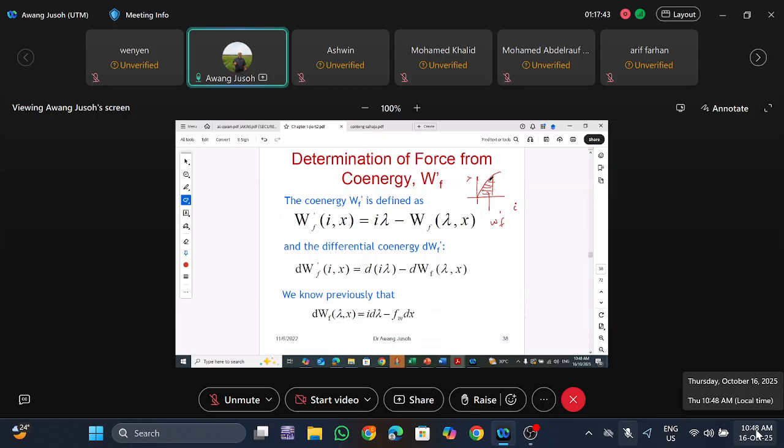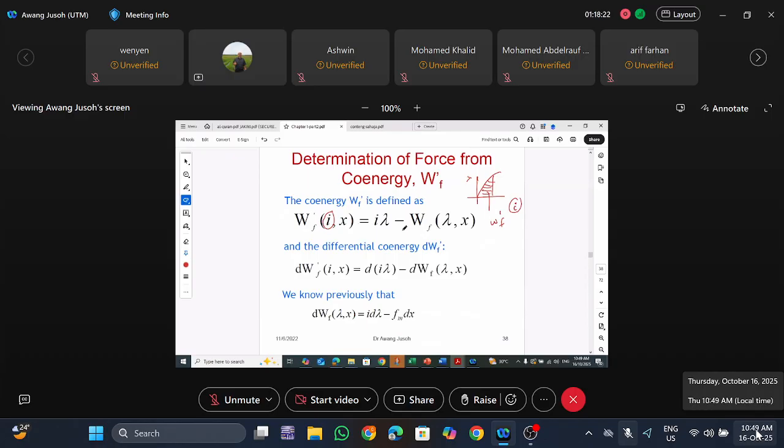So this is equal to lambda I minus the energy. The red color just now, the left side, is the energy. So lambda I minus the energy on the left side, you get W_f prime, which is the co-energy. But remember, for the co-energy, the variables are I and x, not lambda and x. Previously for the energy it was lambda and x, because this side, the right side, is I, the current. For the co-energy, it is I and x.